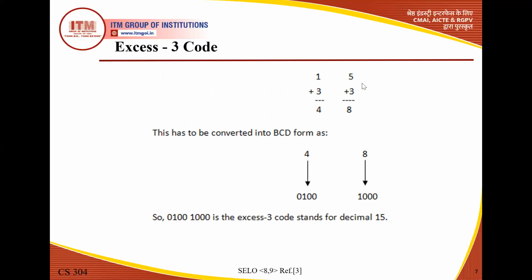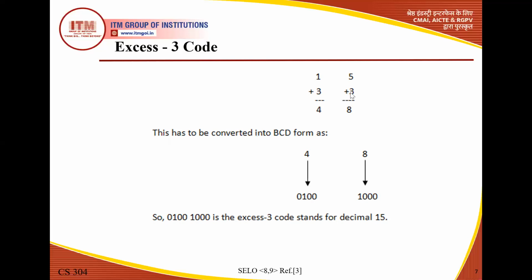This is 15. Now we converted it into excess-3: 5 plus 3, so we added plus 3 in each digit. 5 plus 3 is 8, 1 plus 3 is 4. So we have 48. This has to be converted into BCD form.